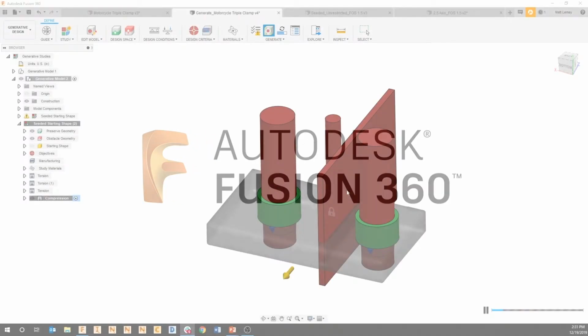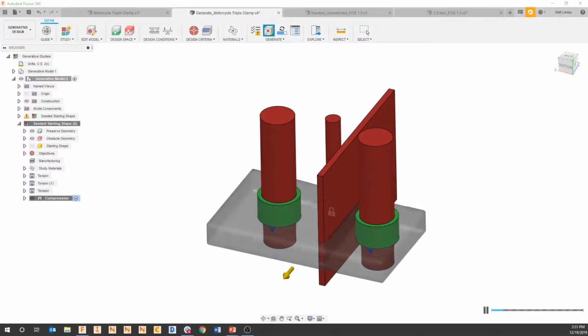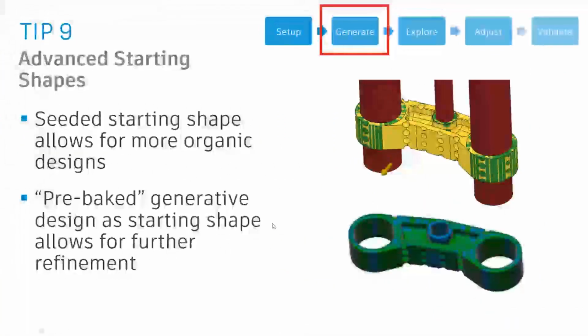So to go back, we'll now take a look at tip number 9. We talked about when to use a starting shape with tip number 8, but there's also very advanced things that you can do within a starting shape to get you further along. There's two main advanced tricks that you can use with a starting shape.